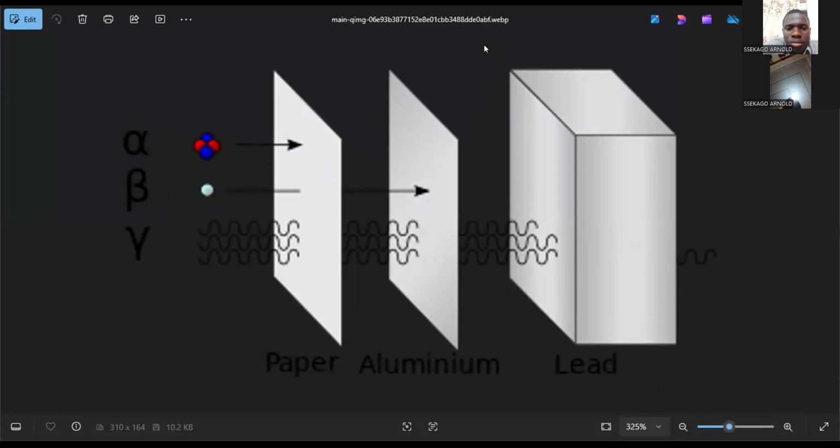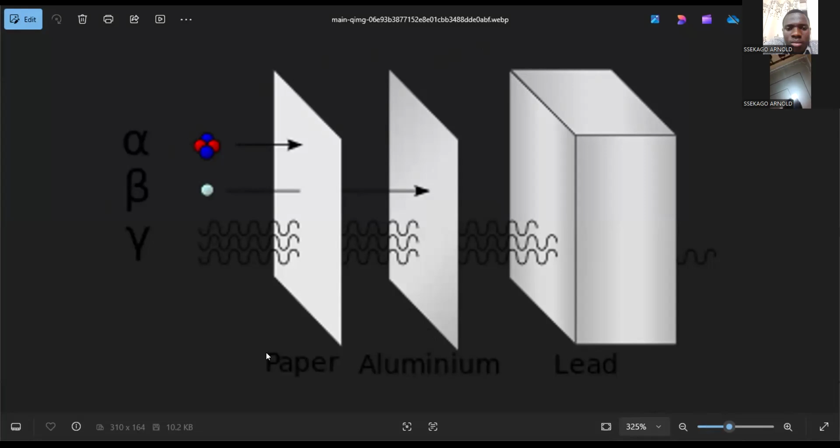Now for this diagram, you are going to put a heading: penetrating power of radiations. I'm going to use this sample material to explain the effect of penetrating power. Penetrating power, I told you, is the rate at which these particles penetrate through matter.